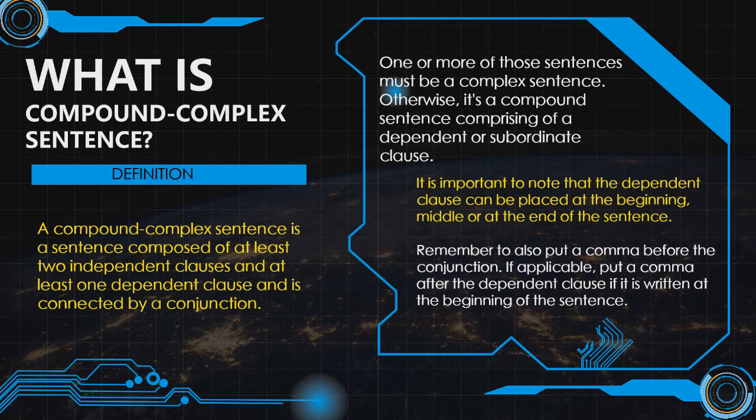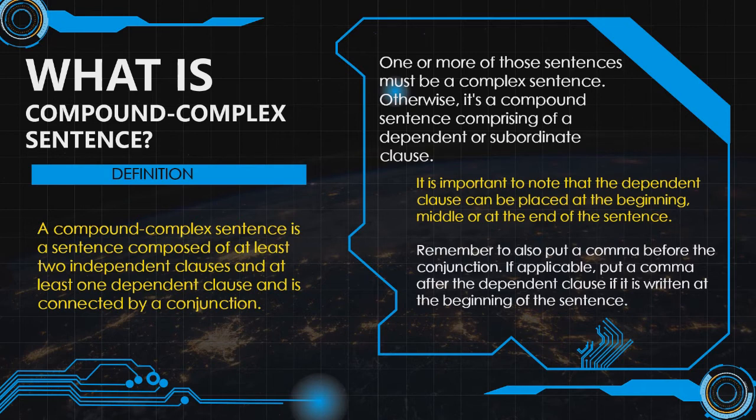And now let us define what a compound-complex sentence is. A compound-complex sentence is a sentence composed of at least two independent clauses and at least one dependent clause, connected by a conjunction. To put it simply, it is a combination of compound and complex sentences. One or more of those clauses must be a complex sentence. Otherwise, it's a compound sentence comprising a dependent or subordinate clause.